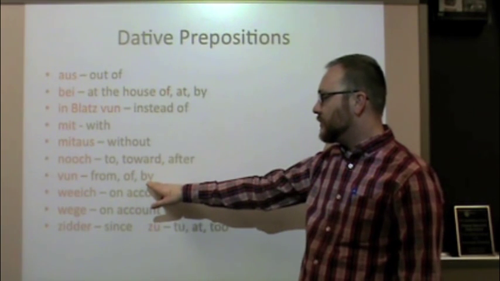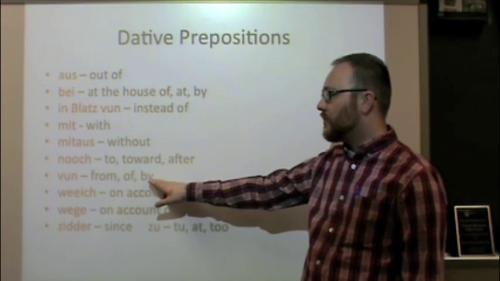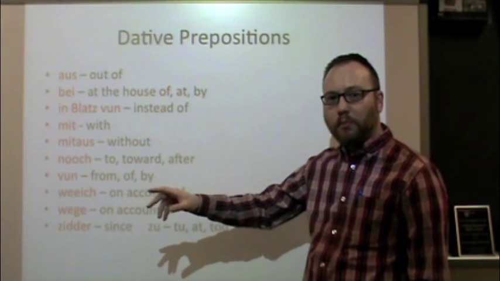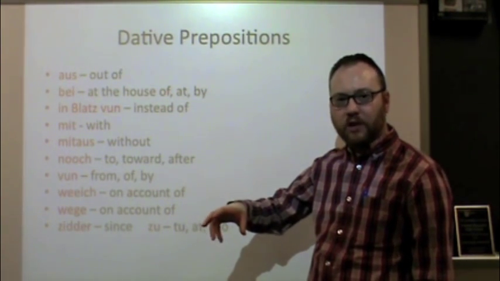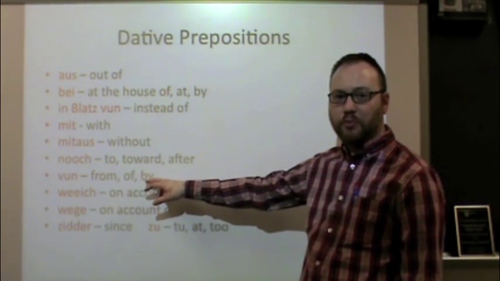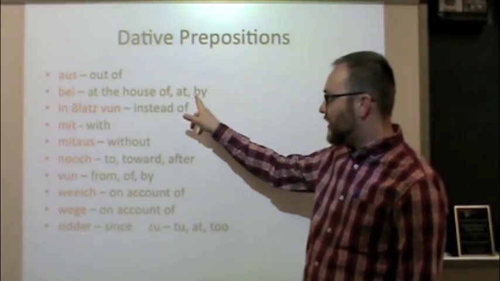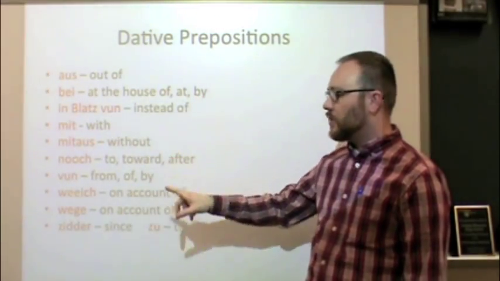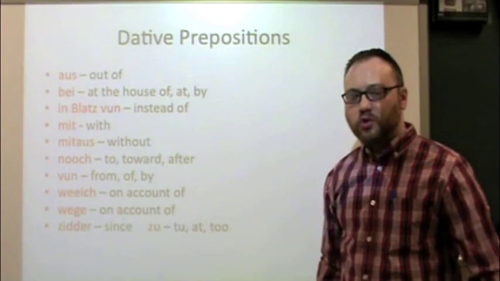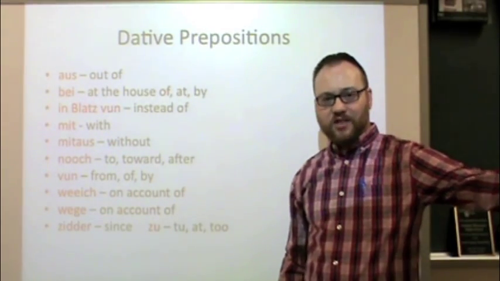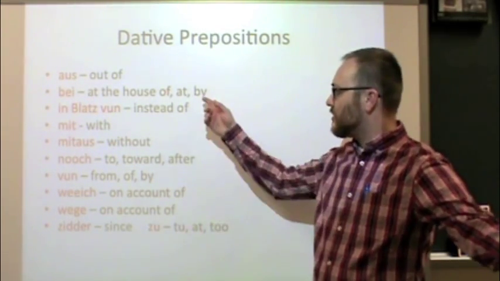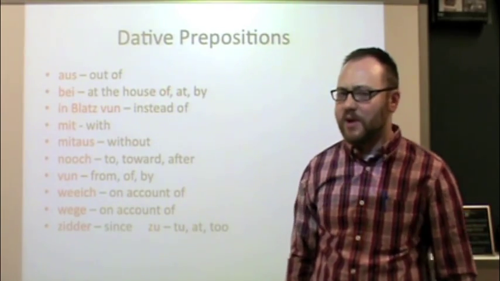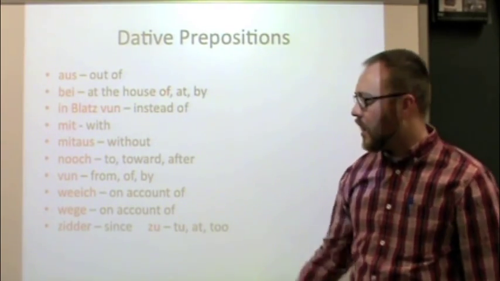by and von, if you're thinking like something is written by an author, thinking of it that way, then we're going to use von. This by, think more like location. The school is located by the store or near the store. Then you're going to use by. That's the easiest way to keep those two separate.